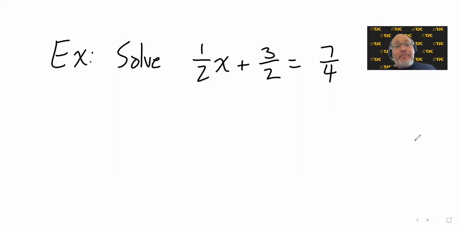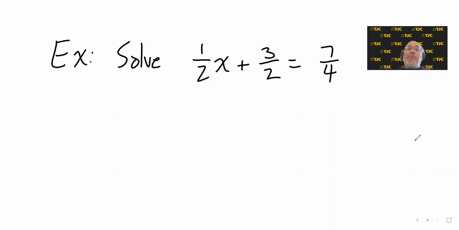Yeah, I went there. Solve 1/2 x plus 3/2 equals 7/4. The fact that this has fractions changes nothing in terms of our approach. We still have to get rid of the numbers doing the correct moves. It's just that when we pull off those moves, we have to be a little bit more careful because we're dealing with fractions.